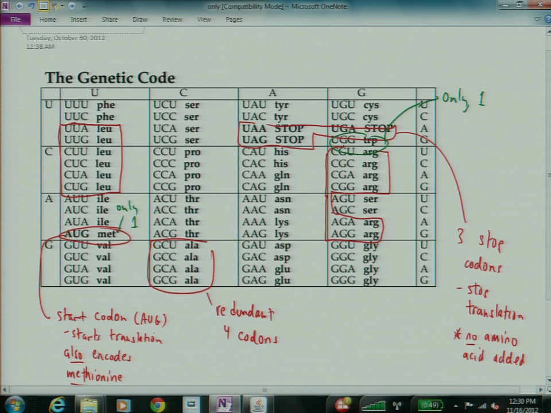Yeah? Why is there one start and three stops? Again, I don't know. I don't think it is known. It's also another really good question. Yeah? Wait, let me talk about that in one sec.